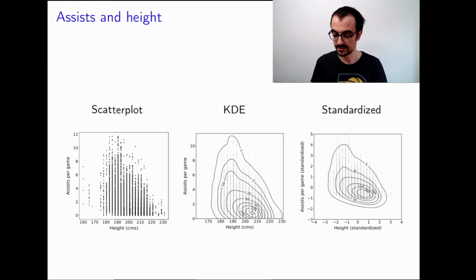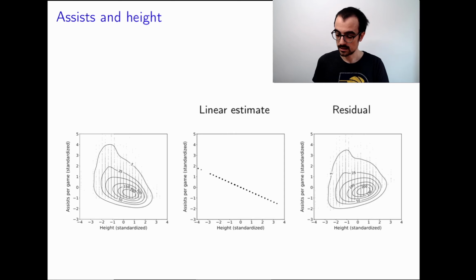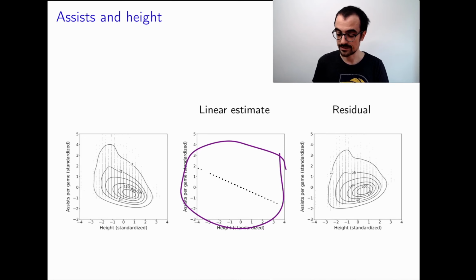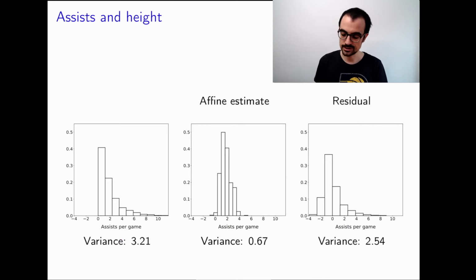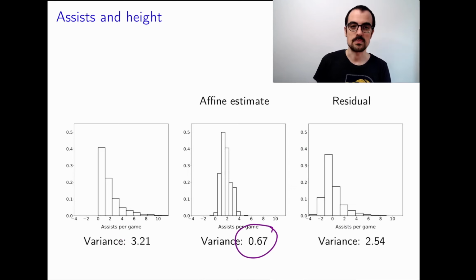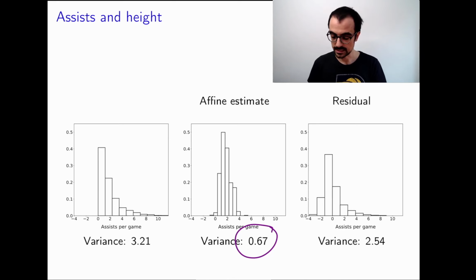Same for assists and height. In this case, the correlation coefficient is minus 0.46. Again, we're asking ourselves how much variance is accounted for by this linear estimate. Again, this is the residual, which is uncorrelated with the original data. See that it has been shifted so that it becomes uncorrelated. There's no linear dependence on average. We see now again that the variance that is explained by the linear estimate is equal to the correlation coefficient squared times the original variance.